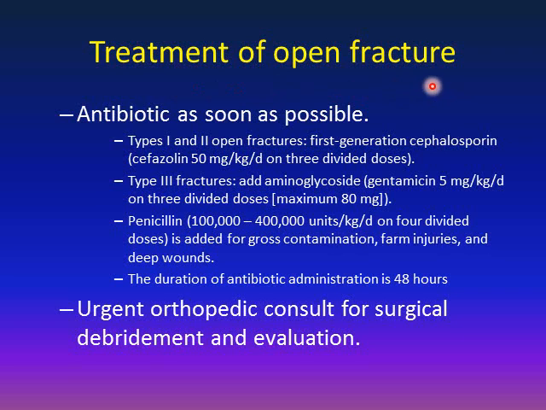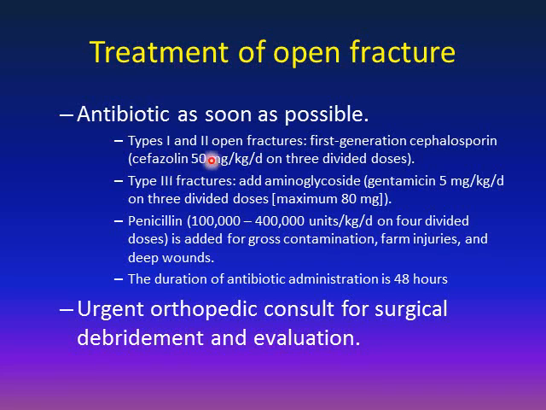What is the general treatment of open fracture? The most important thing in open fracture is you have to give antibiotic as soon as possible. Remember, the open fractures are contaminated fractures, so you have to give the antibiotic as soon as possible, because it was found that the earlier you give the antibiotic, the less incidence of infection that this child is going to get. What is the type of the antibiotic that you're going to give?